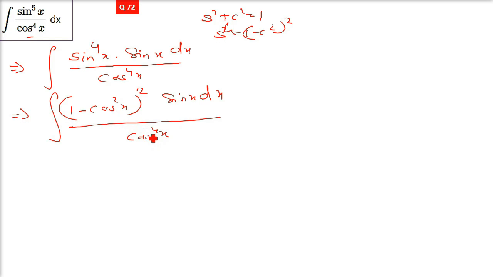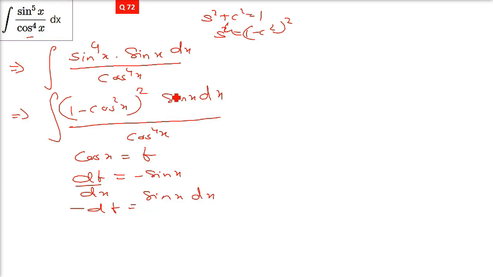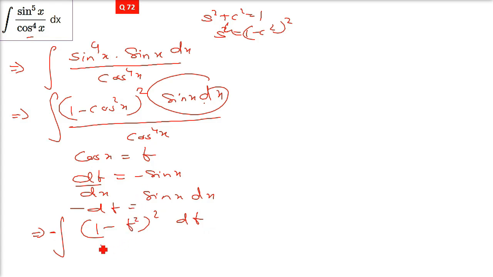But now I would advise you to just put cos x equals t right now. So dt by dx will be equal to, what is the differentiation? Cos x will give you negative sine x. So negative dt is sine x dx. The integration of 1 minus cos square x will be 1 minus t square whole square. Sine x dx is negative dt, so let's just put dt and the negative outside. And we have cos raised 4x, so t raised 4. So now let's open it.